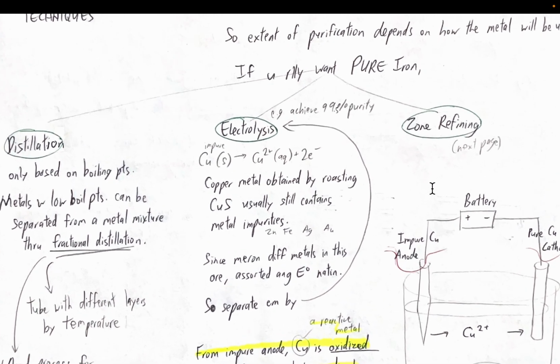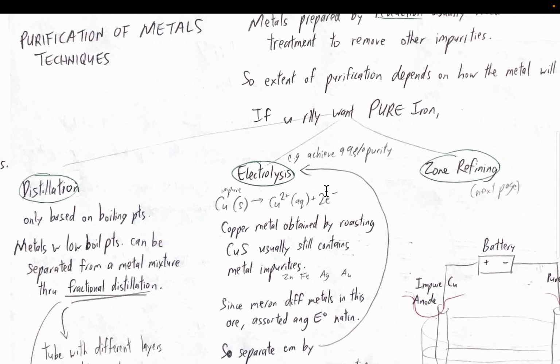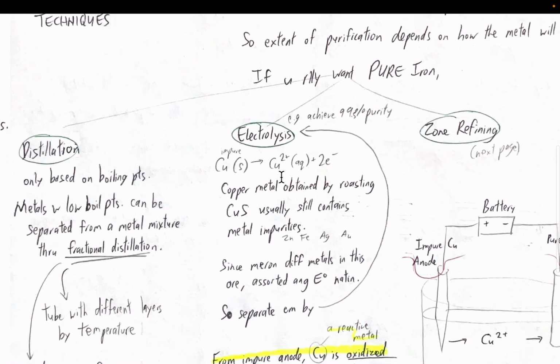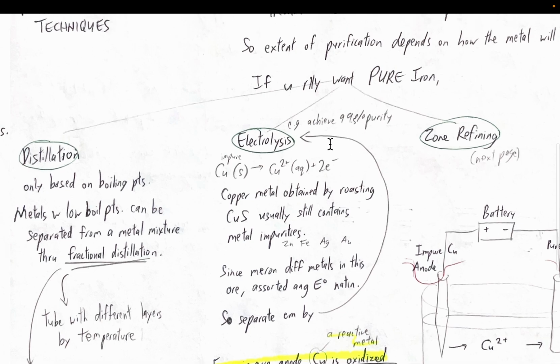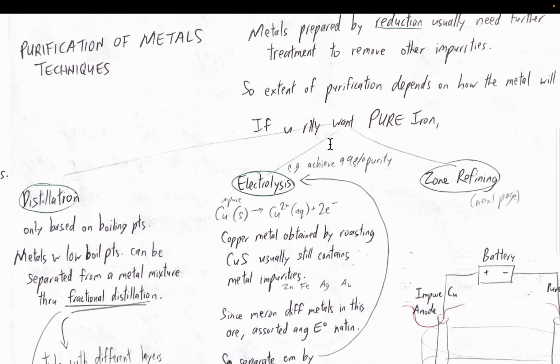Okay. The second technique, electrolysis. This is when you want to achieve around 99.5% purity. Because there's another technique, I'll spoil it for you already. For zone refining, this is when you want to achieve 99.999% purity. That's when you choose zone refining. But for just 99.5%, you choose electrolysis. For distillation, I'm not really sure. It hasn't been specified by my professor.